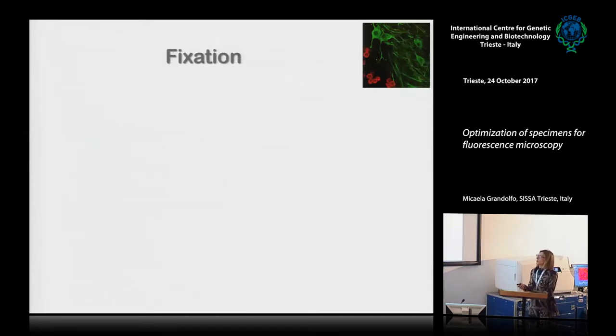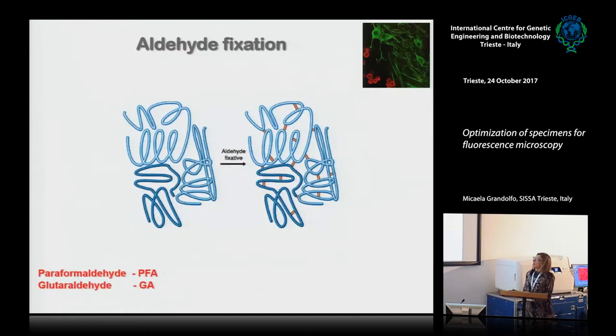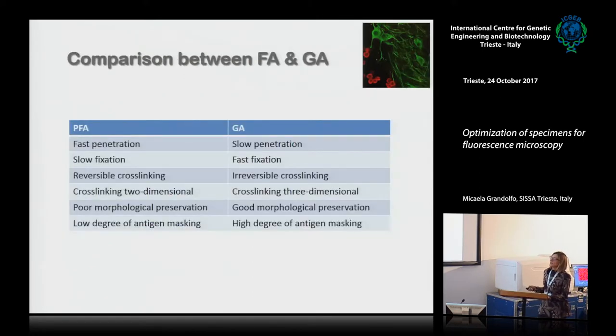Okay, let's go to the fixation. The most common fixations we can use are the ones with cross-linking fixatives, like aldehydes, or reagents that precipitate proteins, like alcohol or acetone. When you use aldehyde fixation, you know, for sure, you create some cross-linking between proteins. And to do this, we routinely use paraformaldehyde or glutaraldehyde. Well, in optical microscopy, in general, we use paraformaldehyde and not glutaraldehyde, except for very, very special situations. And we will see in a minute why.